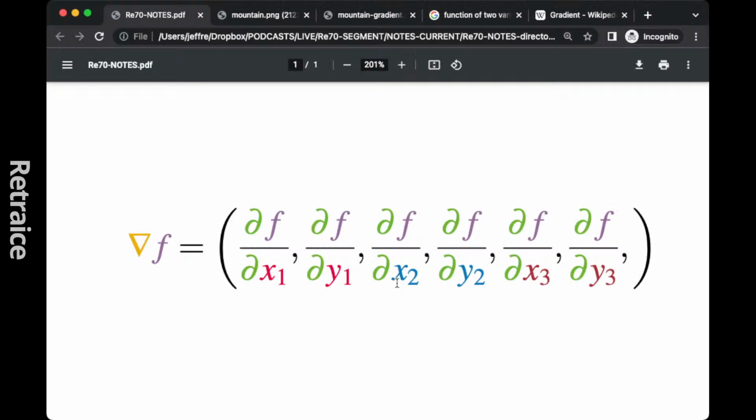That's it. This is Retraice segment number 70. I'm so disappointed. I really thought I was going to be able to go on this, but this is hard, to bring that down to earth. Maybe tomorrow. Maybe tomorrow. All right.